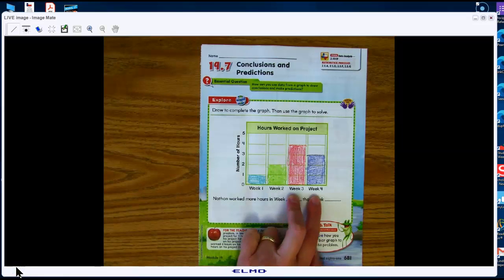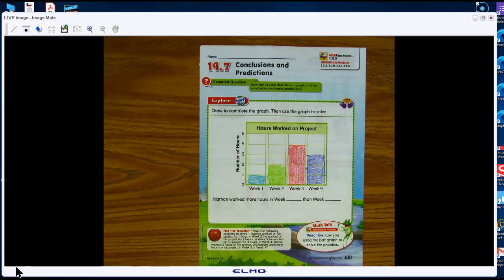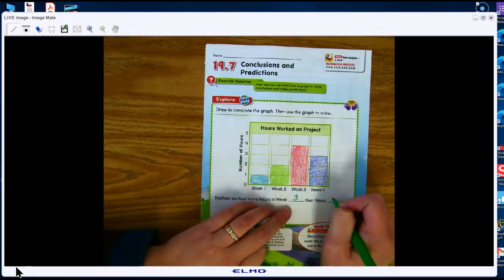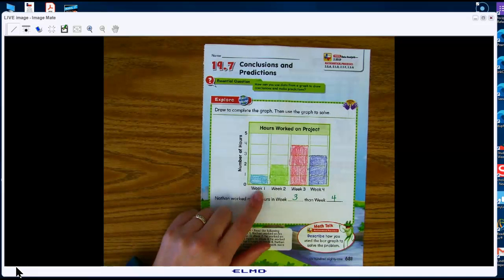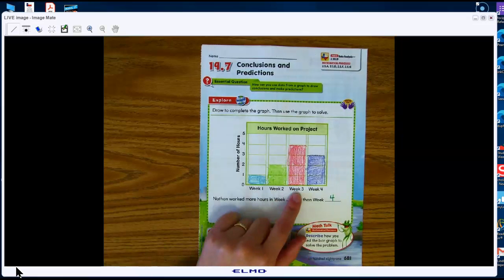Which one did he work more on? Week 3 or week 4, Chase? Week 3. So Nathan worked more hours in week 3 than week 4. That is a conclusion I make. A conclusion is something you can tell by the graph. I also can conclude that he worked the least amount on week 1, and he worked the most amount of hours on week 3.